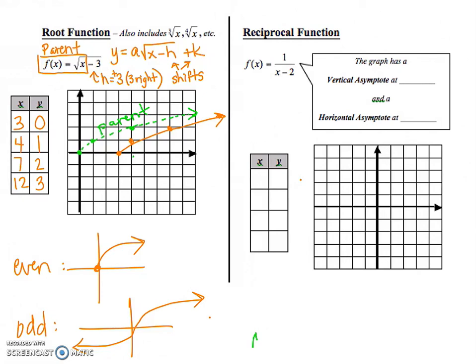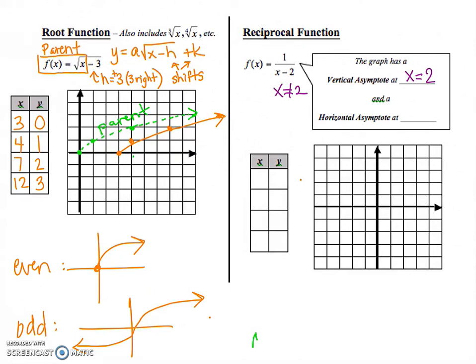But this graph has a vertical asymptote at x equals 2. Remember, an asymptote is a line that a graph approaches but never crosses. So it's got a vertical asymptote at x equals 2. That's because x cannot equal 2. Hopefully you can see that if x were 2, that would make our denominator 0. We can't divide by 0. That's bad, right?